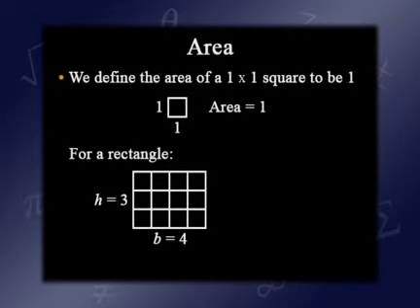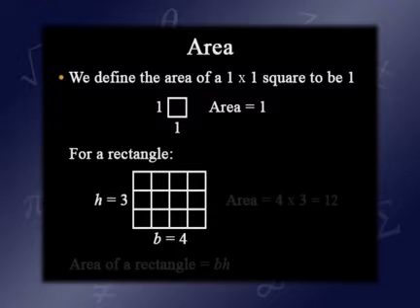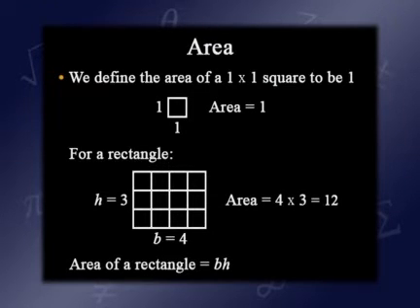Therefore, the area of a rectangle with integer sides has an area of b times h, and we'll define that to be the area for any rectangle whose sides have positive lengths. They don't have to be integers. How about the areas of triangles? Rectangles are pretty straightforward. How about the areas of triangles?